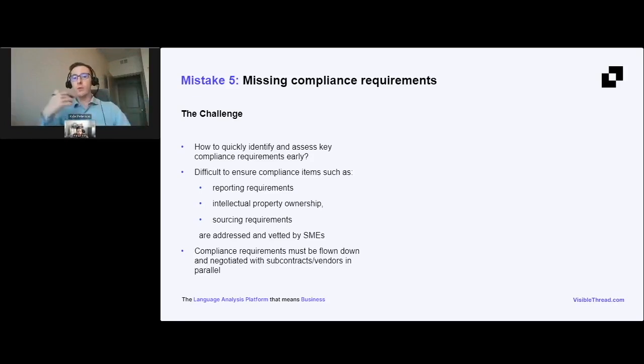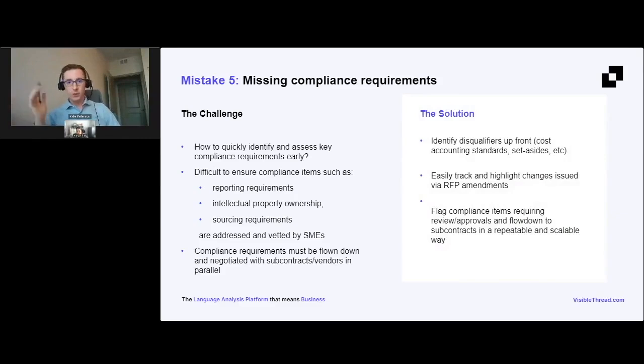So there's a lot here. What can we do to address the challenge? Let's identify disqualifiers, landmines, requirements upfront, early, and consistently. As RFPs change, there are amendments, maybe things come out of Q&A periods, what have you. We need to be able to quickly highlight changes and, once again, flow them to the appropriate parties. And then can we flag and identify these requirements that require subcontractor flow-down as well, or some kind of action?